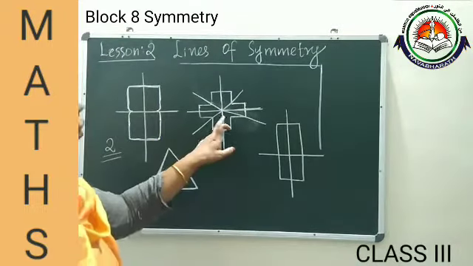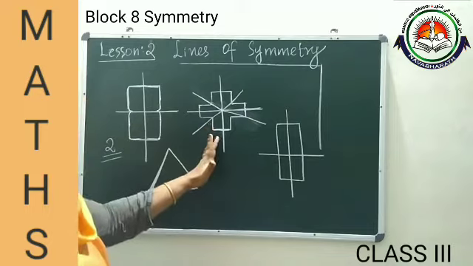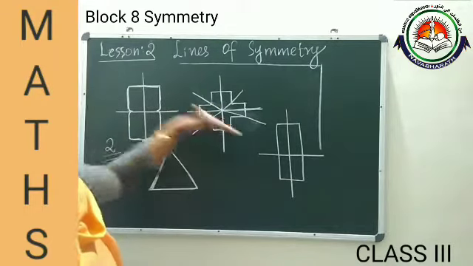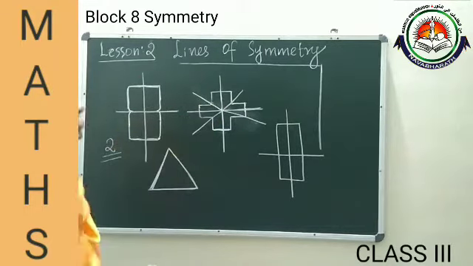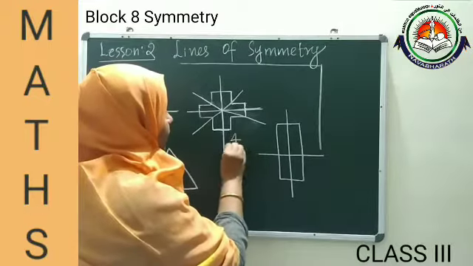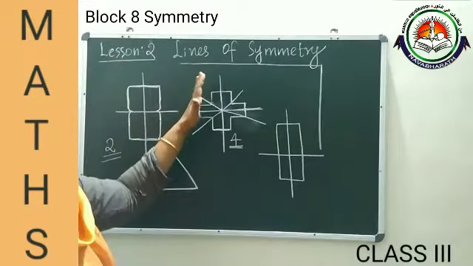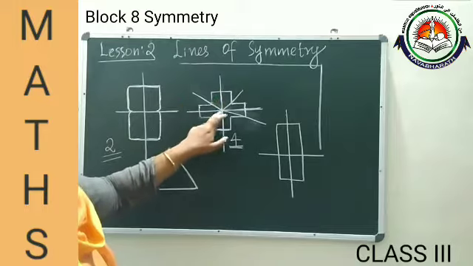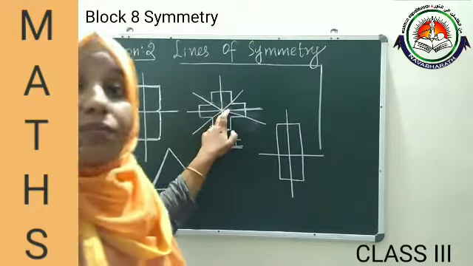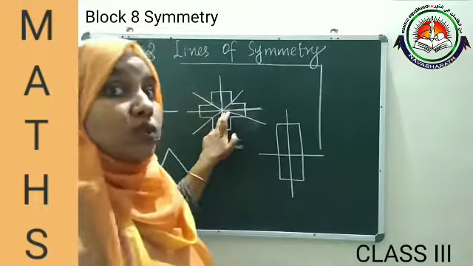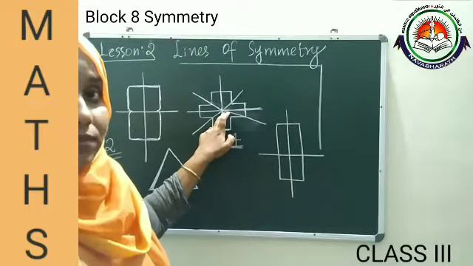See children, all the lines. This shape has how many lines of symmetry? 1, 2, 3 and 4. This has 4 lines of symmetry, and all the lines of symmetry join at the center of this two-dimensional figure.